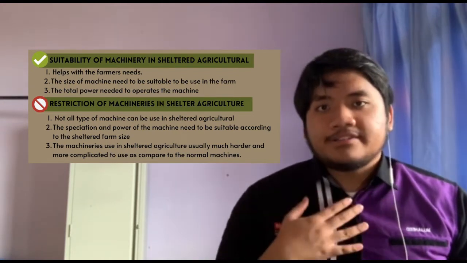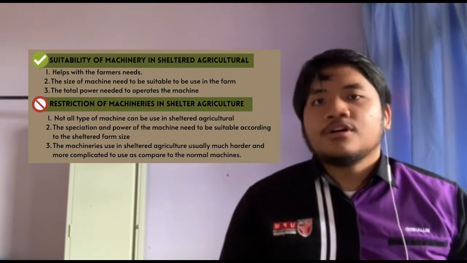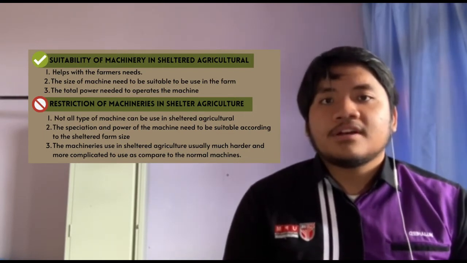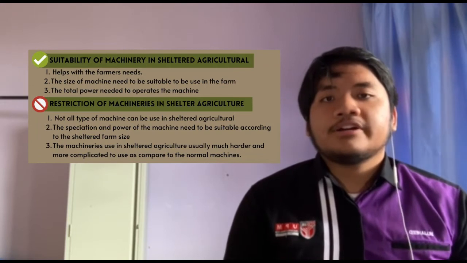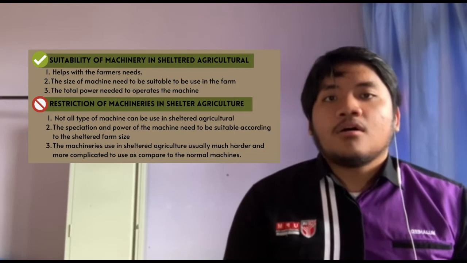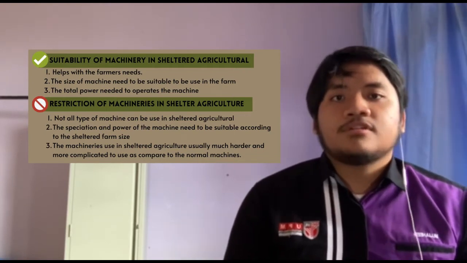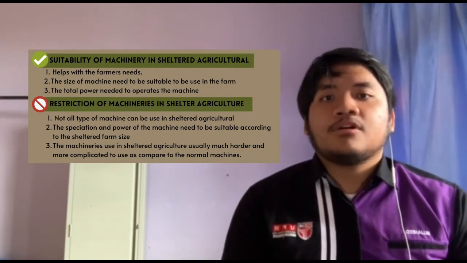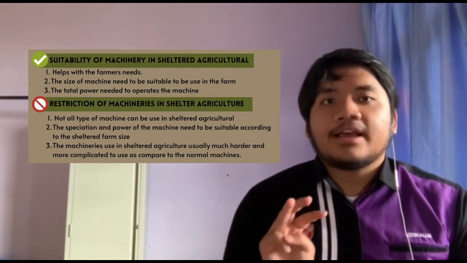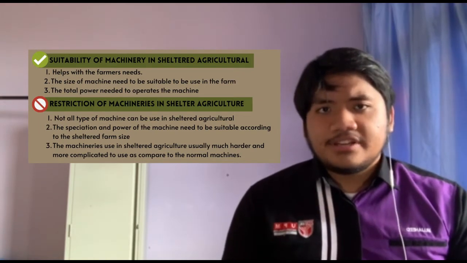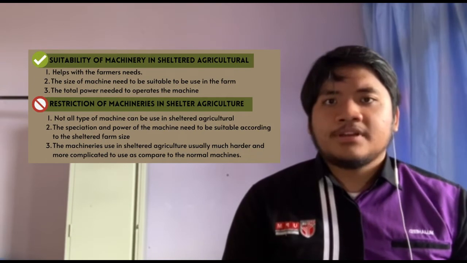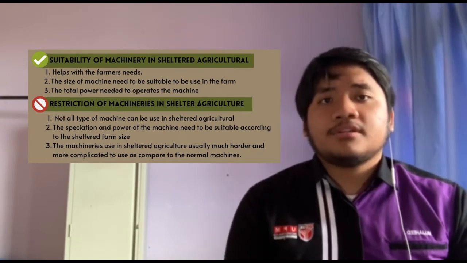Okay, my second point is, as we know, usually sheltered agriculture only uses a small amount of space as compared to the open agricultural farm. So the spec and power of the machine also need to be reduced to make sure the machine can be operated in the most efficient way in the farm. My third and last point is the machine used in sheltered agriculture is usually much harder and more complicated to use as compared to the normal one.